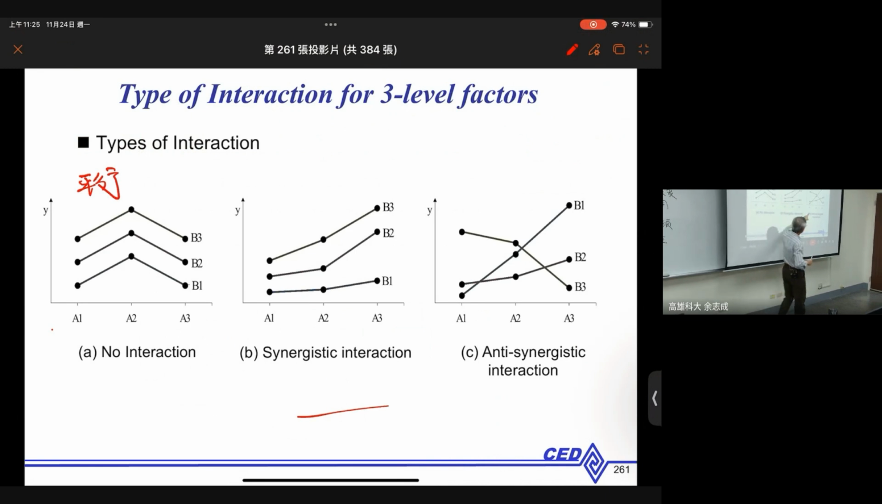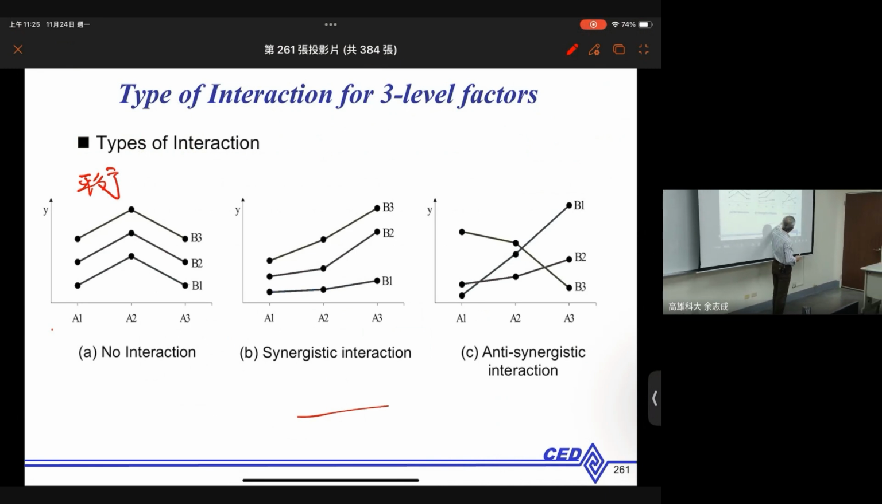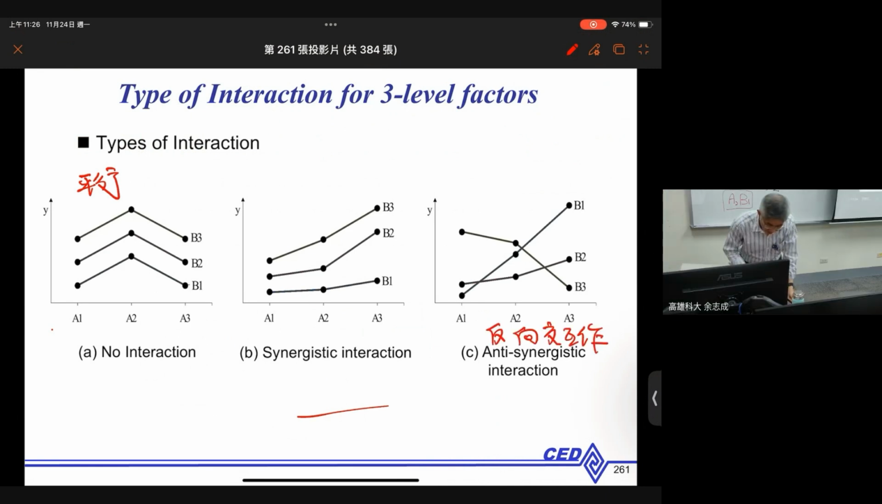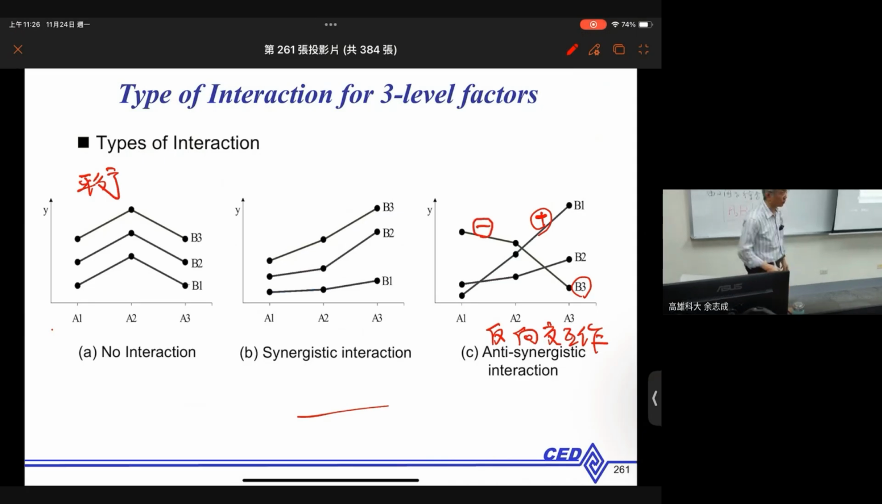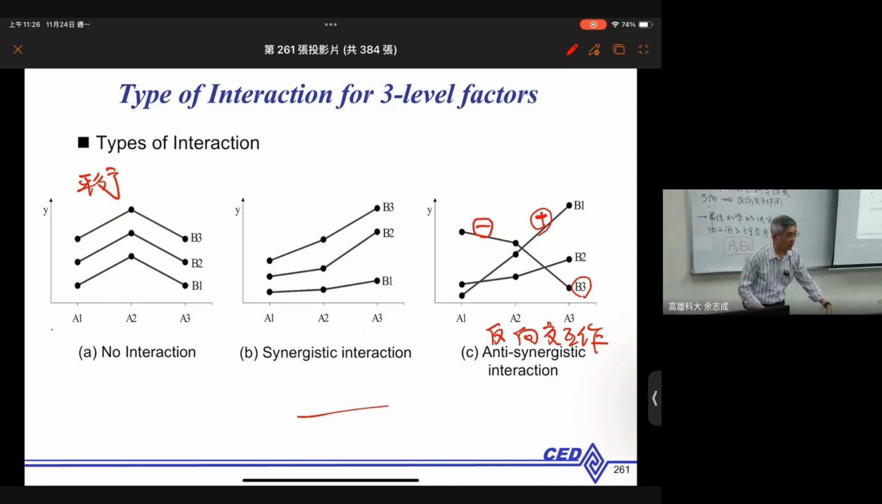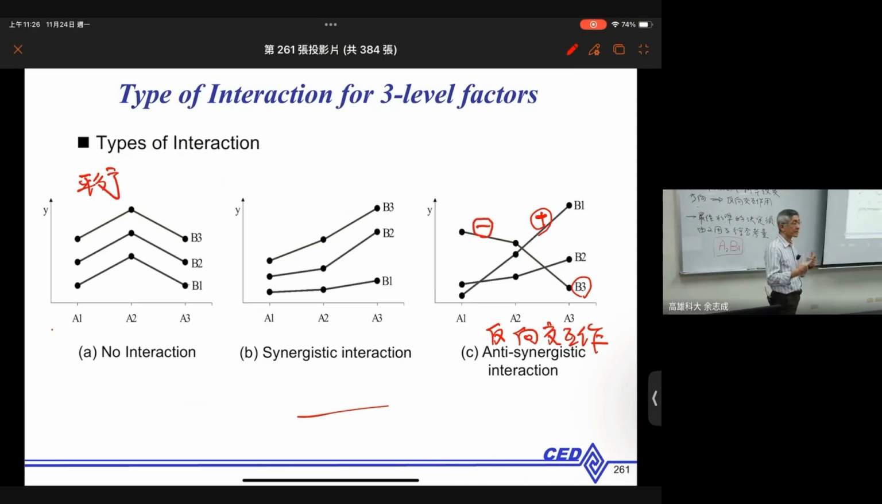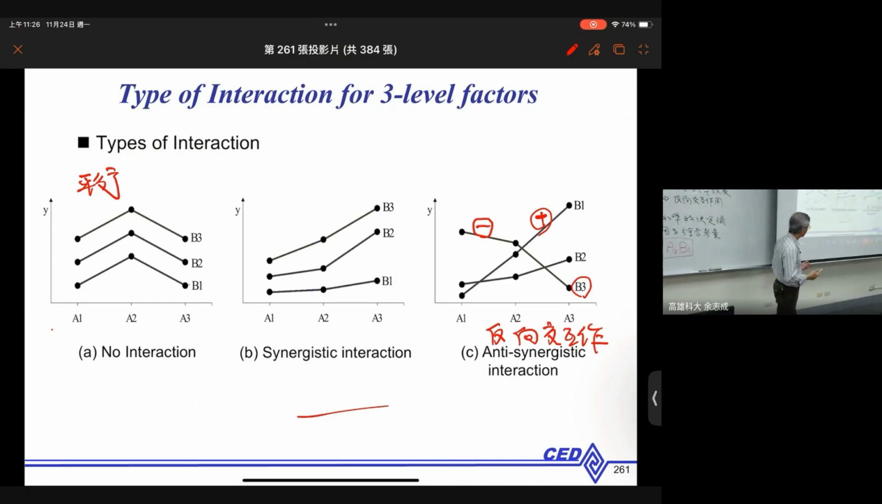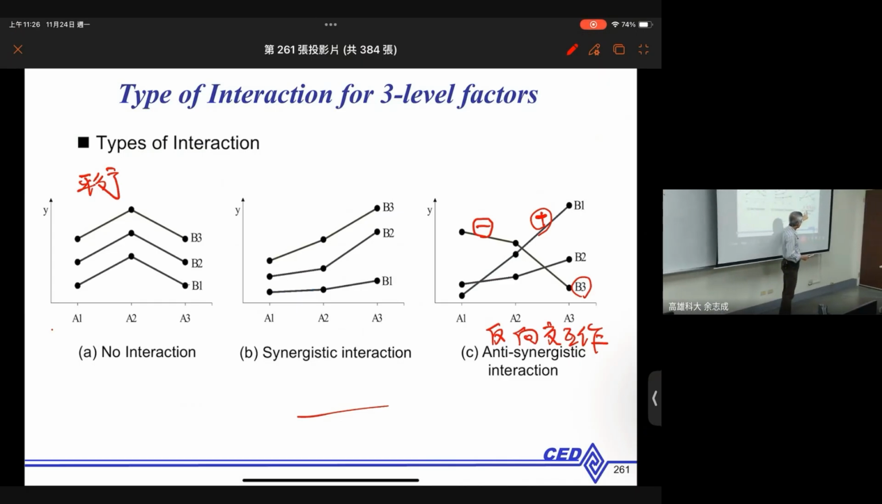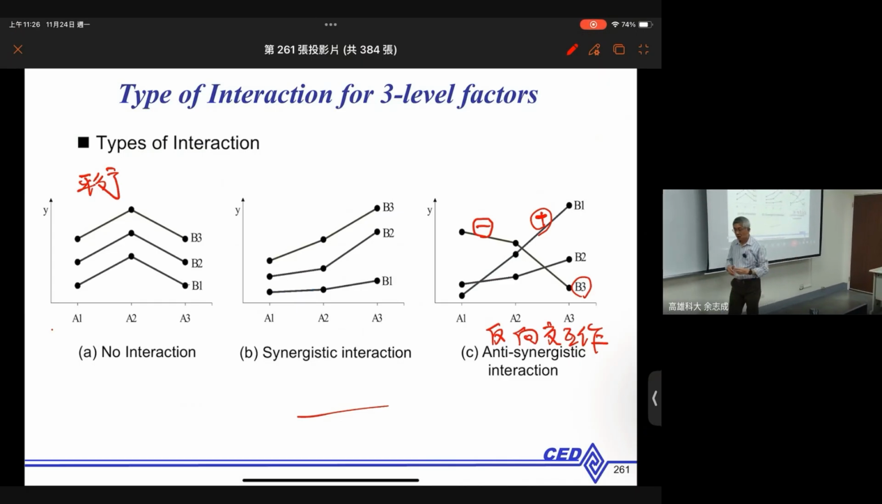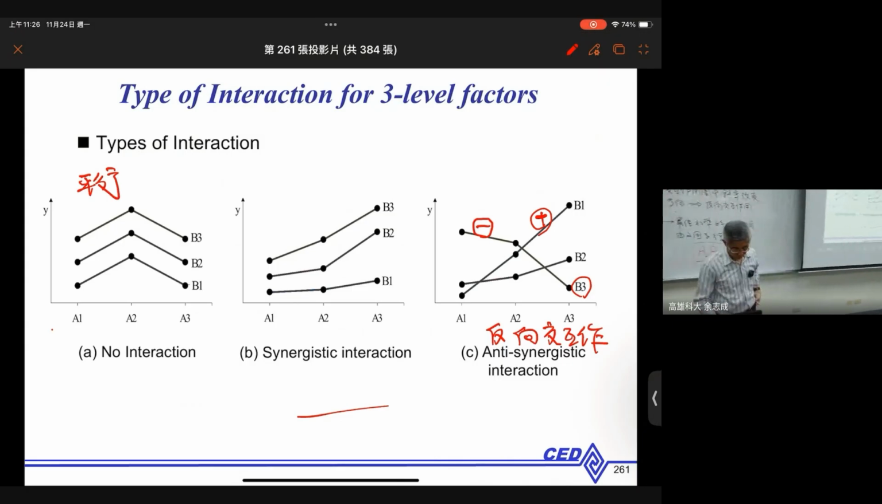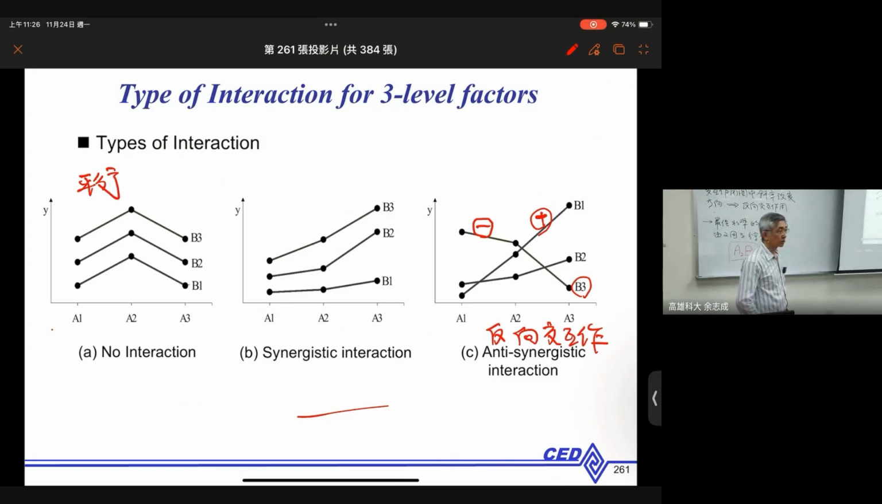The slope signs are all the same. If you have lines like that, they are called anti-synergistic. As you can see, this line has a positive slope, but B3, that line has a negative slope, right? Negative slope, positive slope. So the sign of the slope changes. Therefore, we say they are anti-synergistic. The conclusion will be similar to the two-level case. Any question?